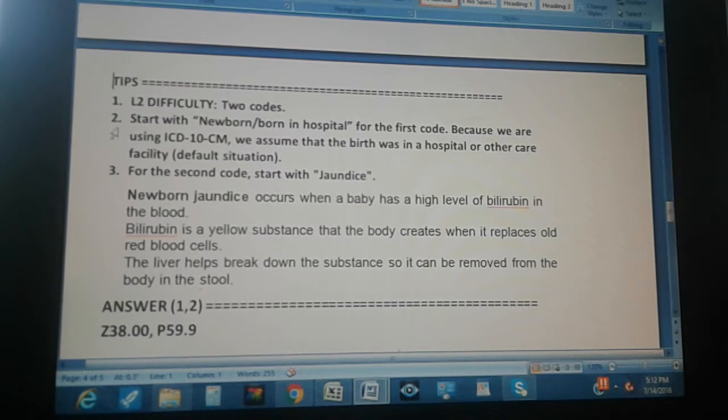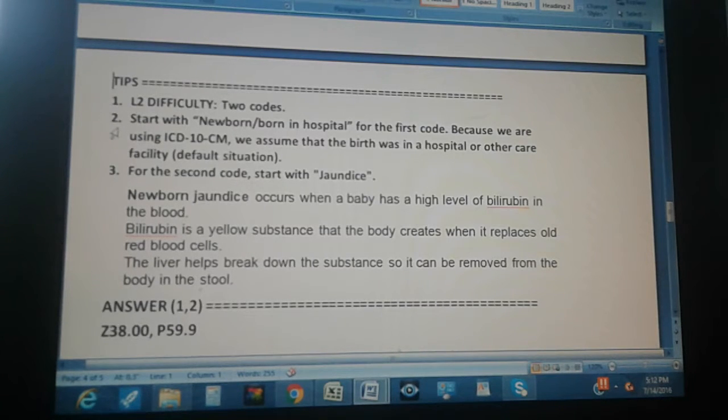Okay, now for the second code. Start with jaundice, right? And we're going to explain a little bit what jaundice is. Newborn jaundice occurs when a baby has a high level of bilirubin in the blood. And what's bilirubin? Bilirubin is a yellow substance that the body creates when it replaces old red blood cells. The liver helps break down the substance so it can be removed from the body in the stool. So that's what jaundice is.